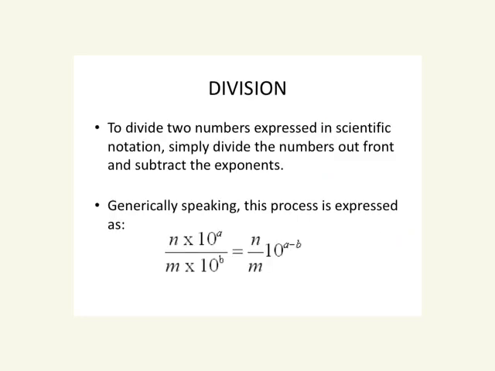The second operation today is division. To divide two numbers expressed in scientific notation, simply divide the numbers out front, which we would call the coefficients, and subtract the exponents. So generally speaking, this process is expressed as n times 10 to the a divided by m times 10 to the b is equal to n divided by m times 10 to the a minus b. So once again, divide your coefficients, subtract your exponents. That's the rule for dividing with powers.